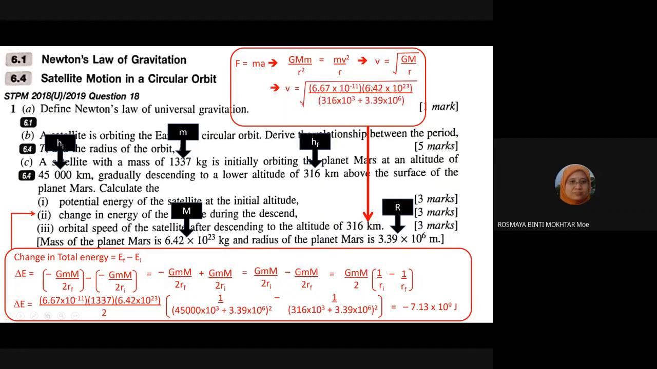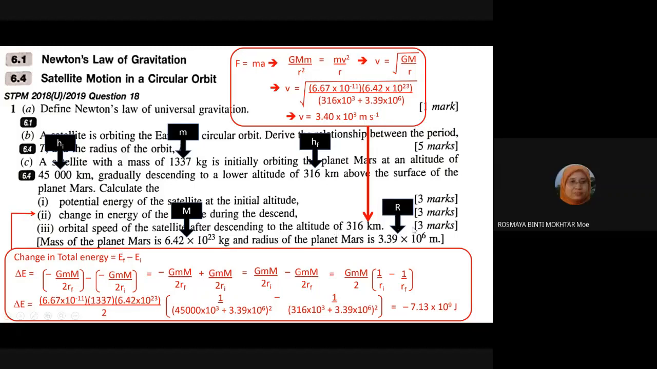Then the substitution part. Again we meet that r is always measured from the center of the planet. So the altitude plus the radius of the planet. Don't forget this. So you get the answer 3.40 times 10 to the power of 3 meter per second. So this is the answer for number 3.